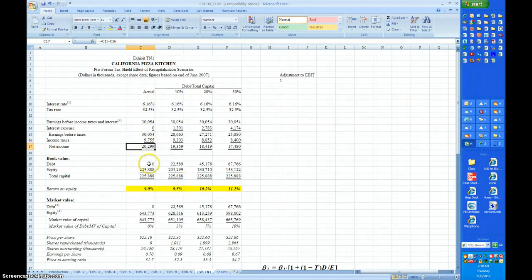$20,299,000. The book value, as we saw above, with no debt, is equity of $225 million. That doesn't change. Total capital, we saw that on the last slide. And return on equity, which is measured as net income over equity, is 9%. Adding debt, there is initially interest expense incurred. So net income drops from $20,299,000 to $19,359,000.